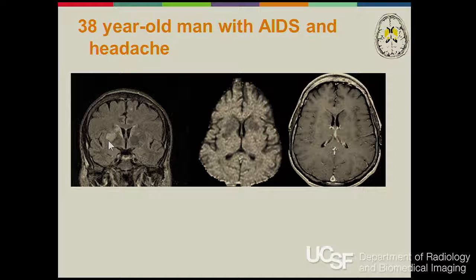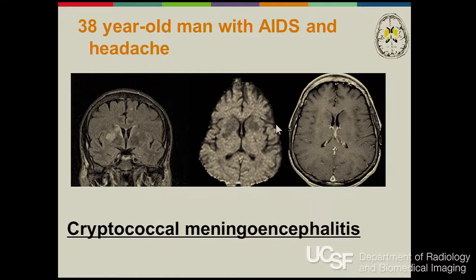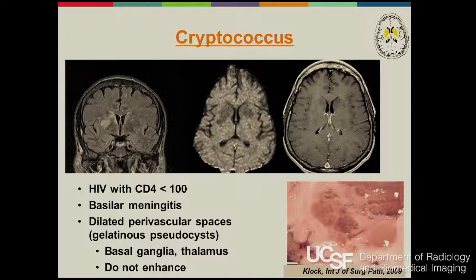And these are the classic gelatinous pseudocysts that form as the basilar meningitis spreads up along those lenticulostriate vessels and forms these cystic, very watery fluid collections along the perivascular spaces. A characteristic feature of cryptococcal meningoencephalitis.